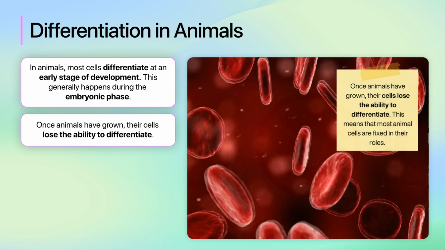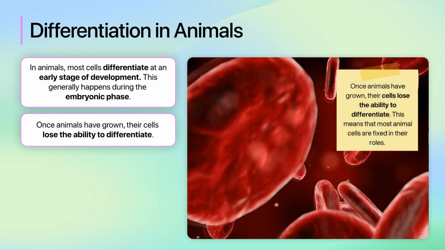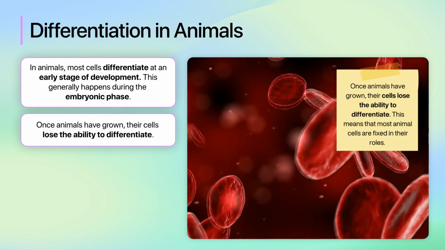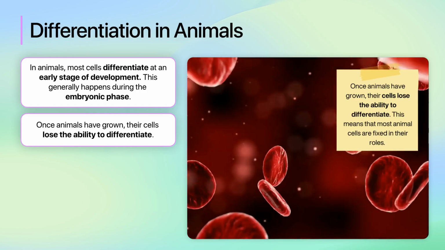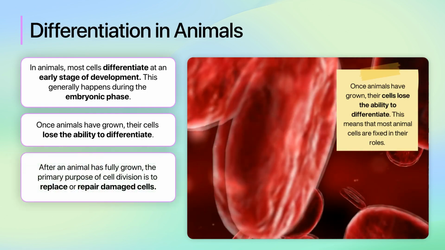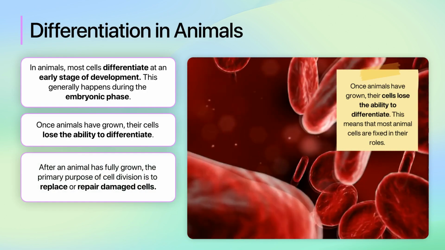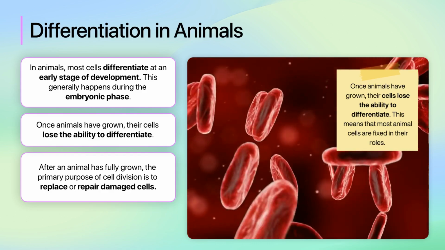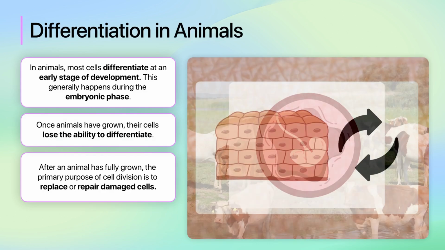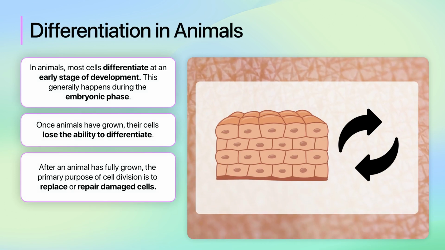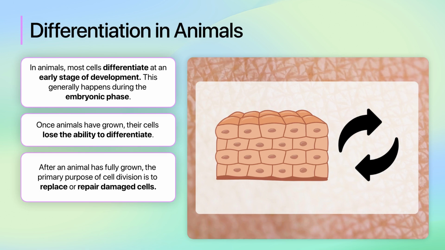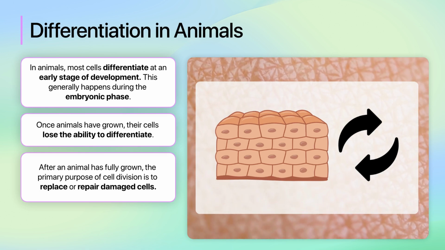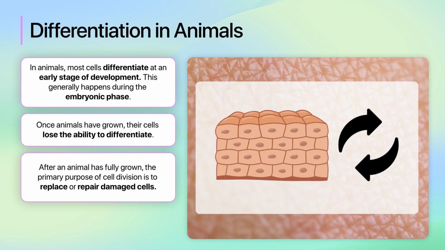For instance, a red blood cell loses its nucleus and will remain as a red blood cell for the whole of its lifetime. After an animal has fully grown, the primary purpose of cell division is to replace or repair damaged cells. For example, skin cells are constantly renewed to replace other dead or damaged skin cells, but they do not switch to becoming any other type of cell.